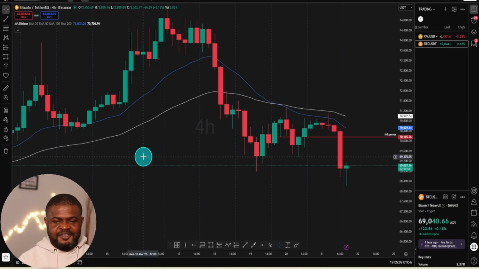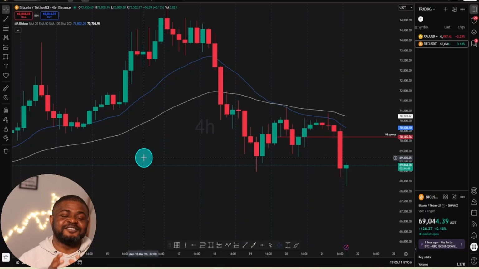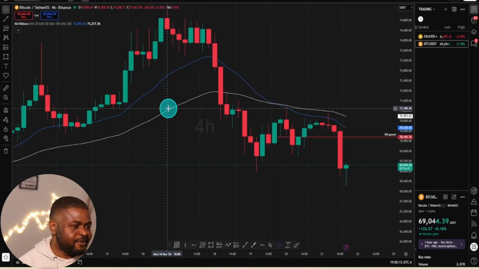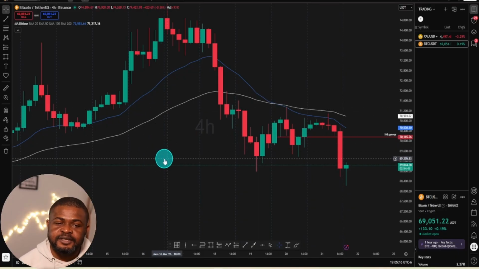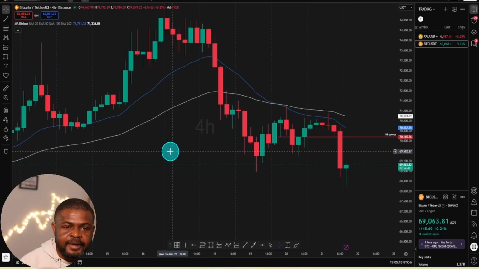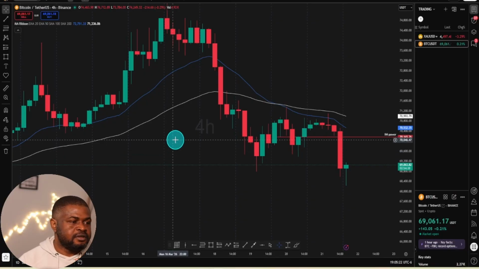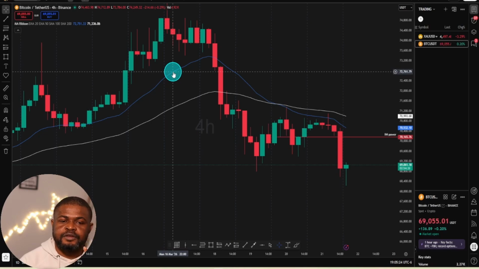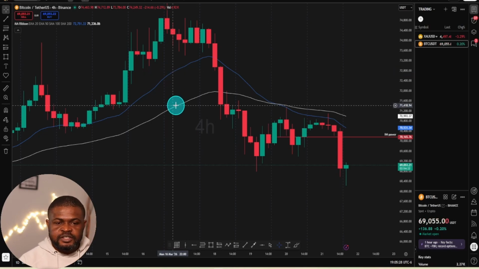But that is not what we are supposed to be talking about right now. Okay, I just want you to know that. Okay, these EMAs that I have on the chart, the blue one is the 20 exponential moving average, and the white one is the 50 exponential moving average.